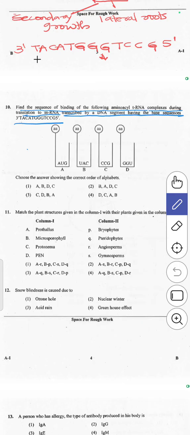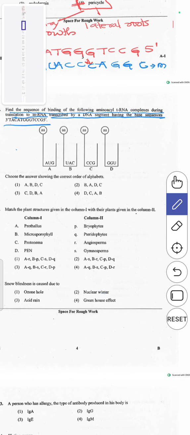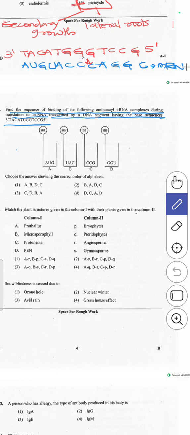that is A, U, G, U, A, C, C, C, A, G, G, C. So this is the sequence of mRNA. This is the sequence of DNA.